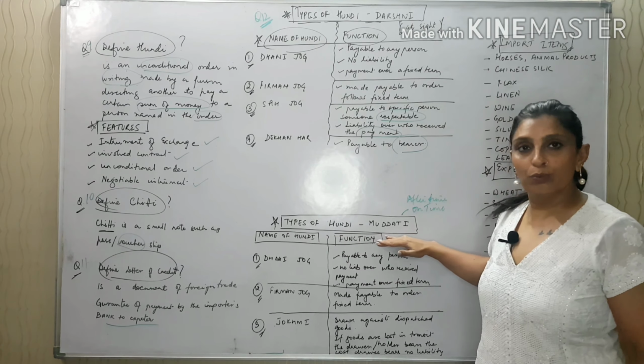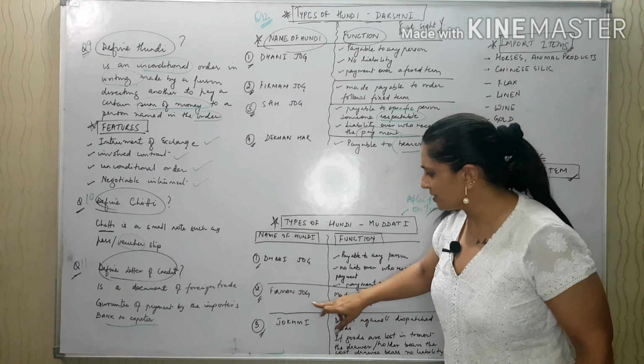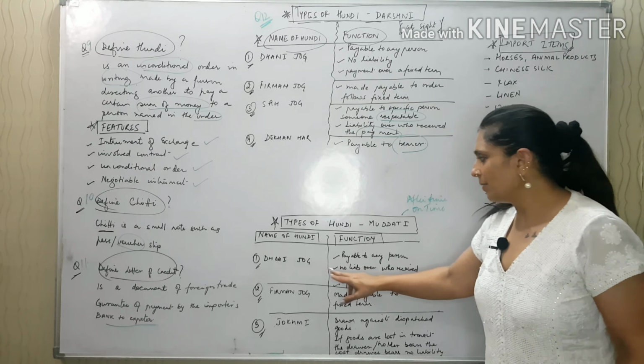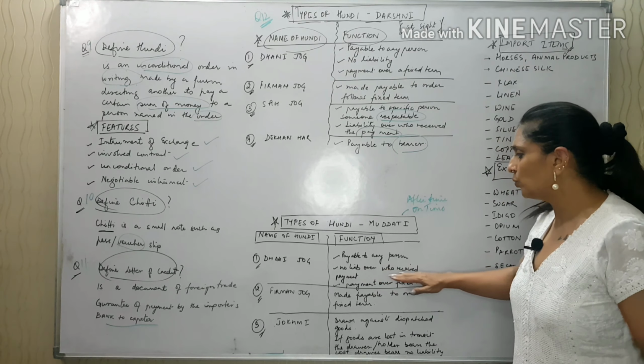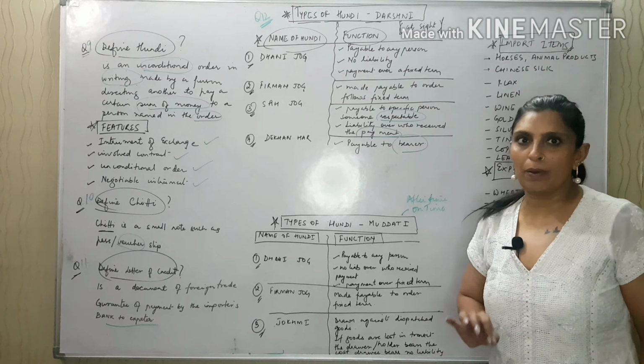Next type of hundi is Mudati. They are almost the same. Dhani Jog is here, Farman Jog is here, but here Zokhmi is here. Now this is payable after some time. Dhani Jog में payable to any person, किसी को भी पे कर सकते हैं. No liability over who receives payment, हमारी कोई liability नहीं है, लेकिन payment over a fixed term. Fixed term में payment कहेंगे हम.